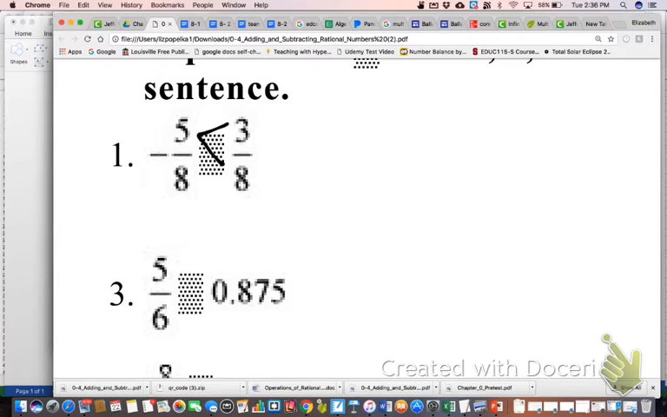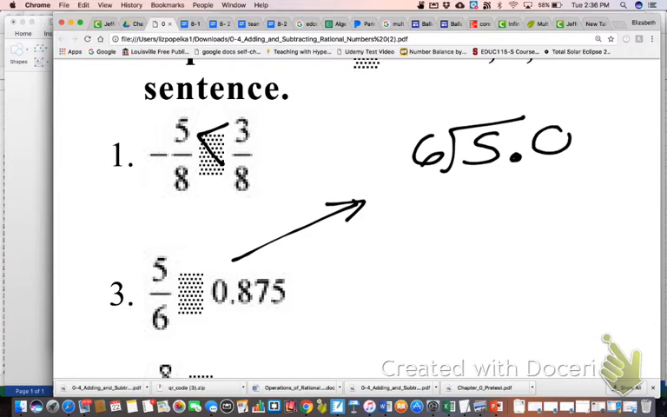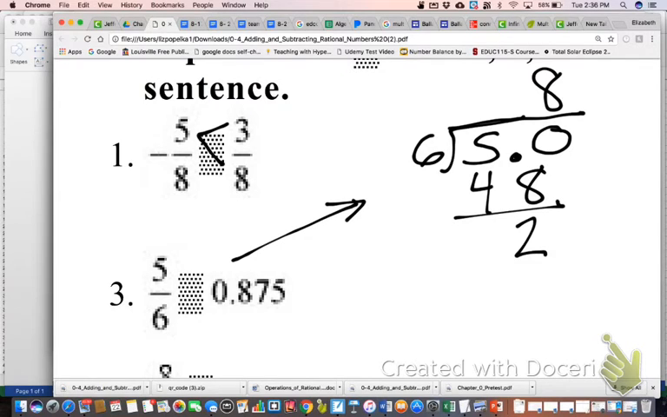For number 3, in order to better compare these, we need to turn the 5/6 into a decimal. So I'm going to do that over here out to the side using good old-fashioned long division. So 5 divided by 6. Hopefully this is coming back to us. You always do the numerator divided by the denominator. And 6 won't go into 5, so you've got to add a decimal and add a 0. So 6 goes into 50 8 times. 8 times 6 is 48. I've got a 2 remainder.